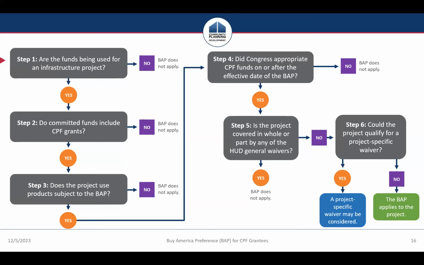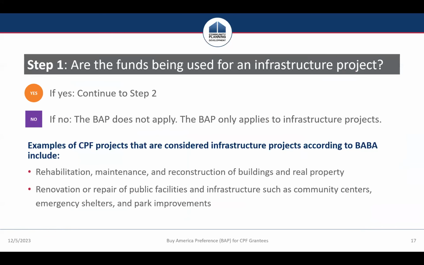So let's walk through this in a little bit more detail. Number one, are the funds being used for an infrastructure project? So that could include rehab, maintenance, reconstruction of buildings or real property, construction or renovation of a public facility or infrastructure, such as community centers, emergency shelters, or park improvements.